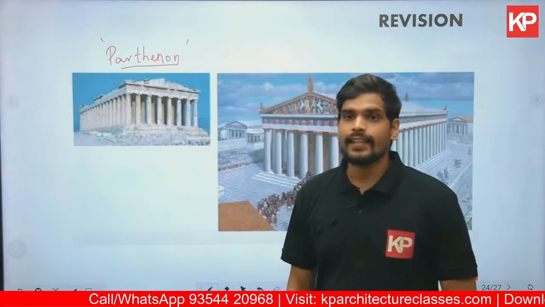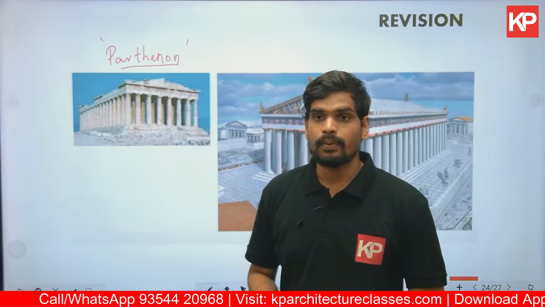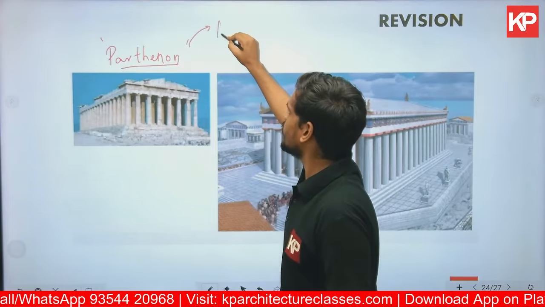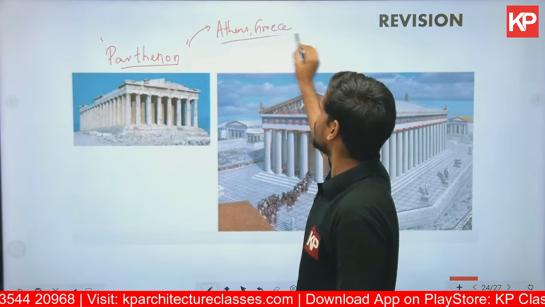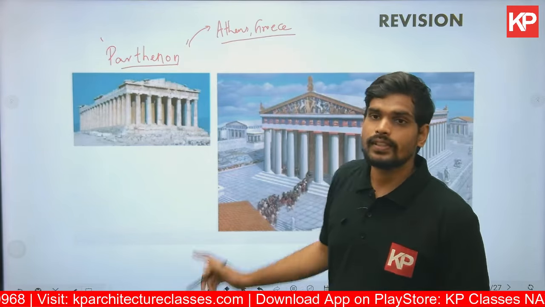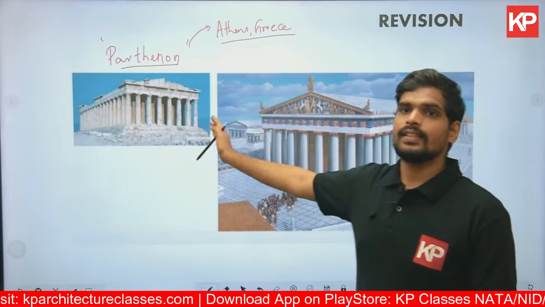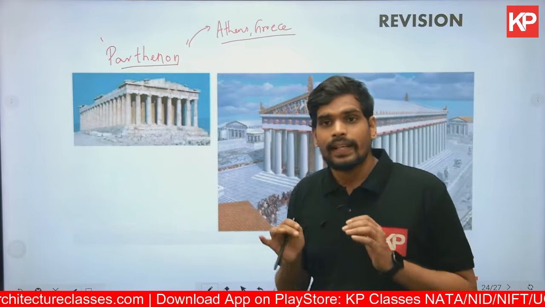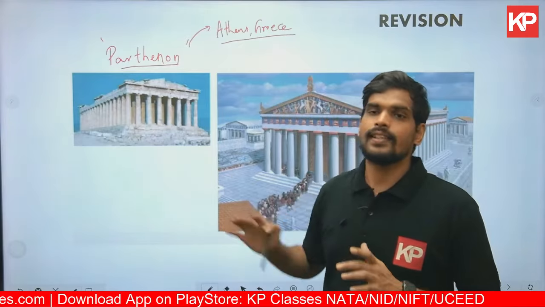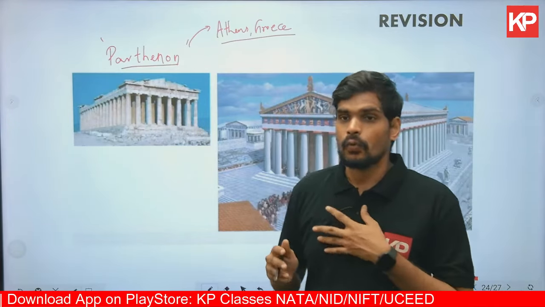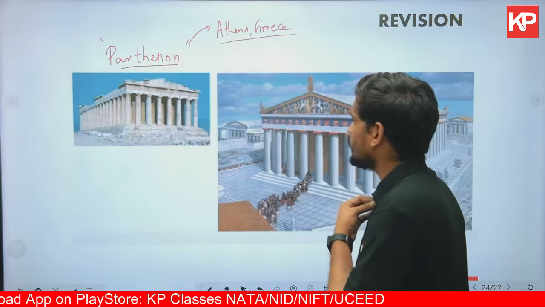So let us discuss the principles of design in this particular building of Parthenon, which is in Athens, in the country of Greece. That is the location of this building. So this is the original depiction of the building. This is the remains of the building in today's time. It is a 2,500-year-old building almost. So that's the reason it is in a dilapidated state, in ruins. So let us discuss the principles of design.